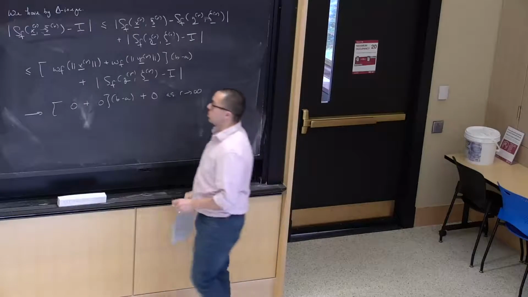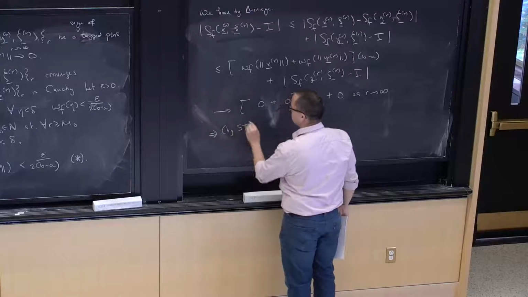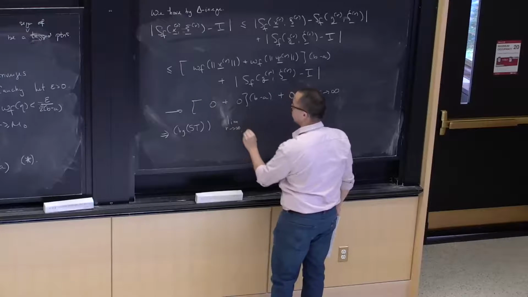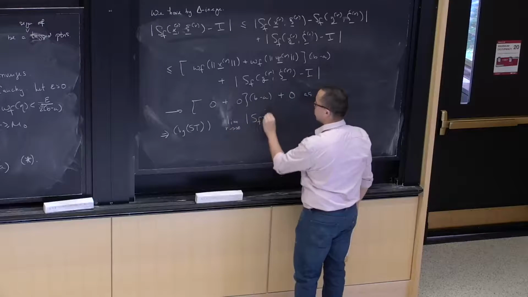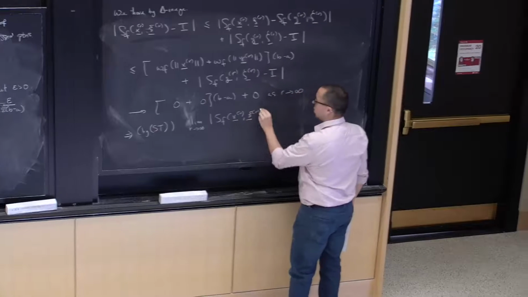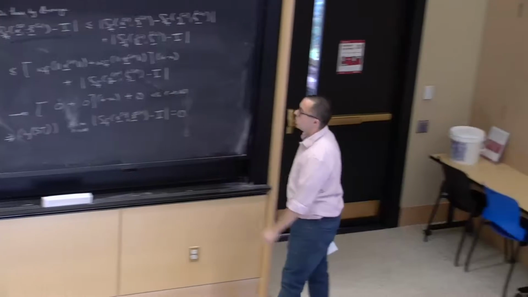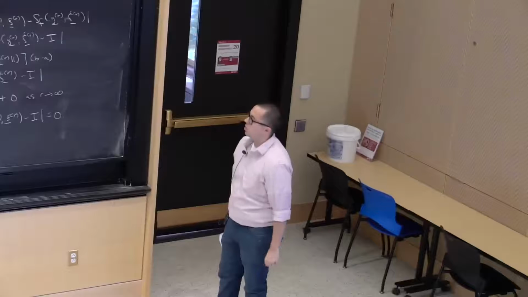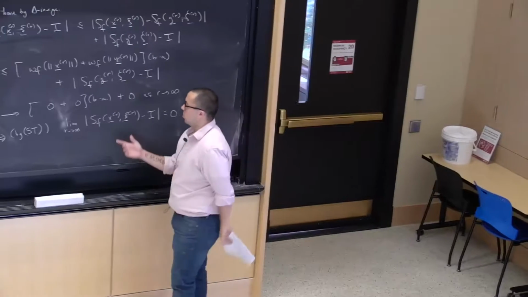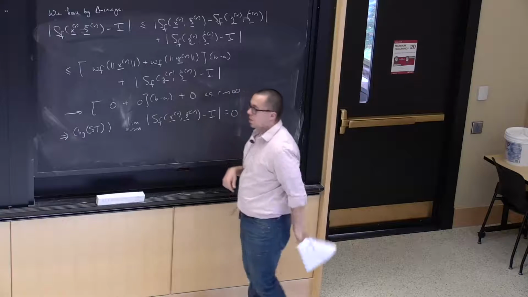And therefore, by the squeeze theorem, we conclude that the limit as r goes to infinity of S sub f of x sub r equals I. So, in other words, no matter what sequence of partitions we take, with norms converging to 0, the Riemann sums converge to this same number I. Okay, and that's the end of the proof.